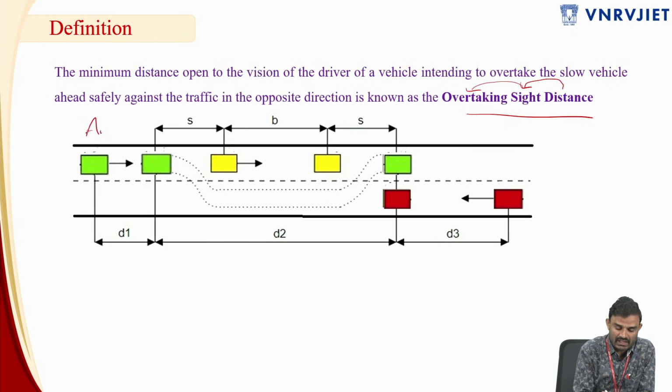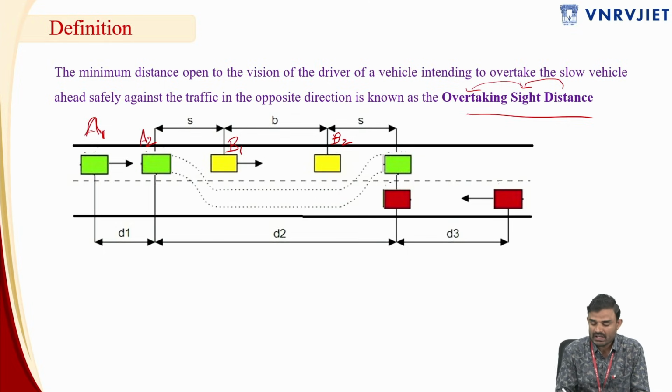So here this is the position of the vehicle A at A1, and this is the position of the vehicle A at A2. This is the position of the vehicle B at an instant B1, and this is the position of the vehicle B at an instant B2. Similarly, this is the position of the vehicle C at C1, in the opposite direction, and this is the position of the vehicle C at C2. So these are the different positions of the vehicles. Vehicle C is moving in the opposite direction, and vehicles A and B are moving towards the right direction. Here I'll go for the nomenclature.